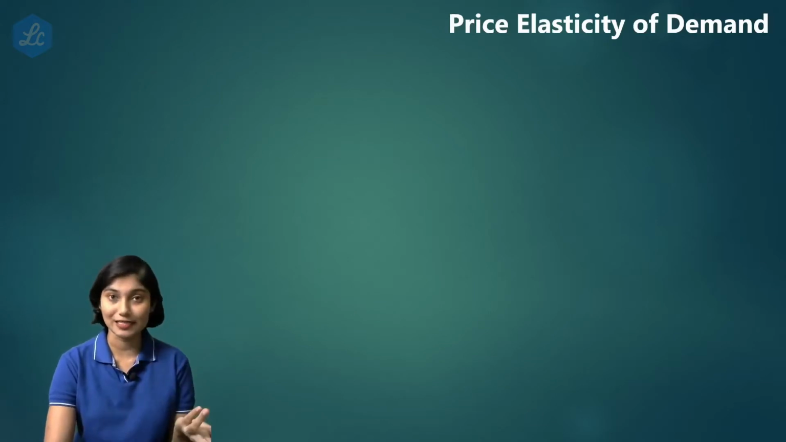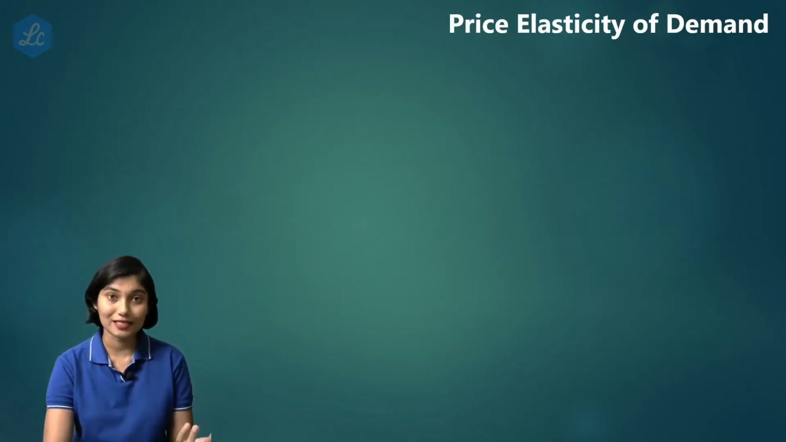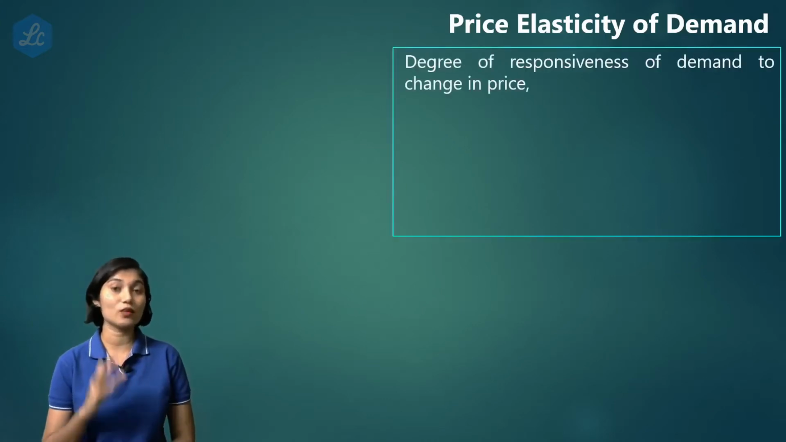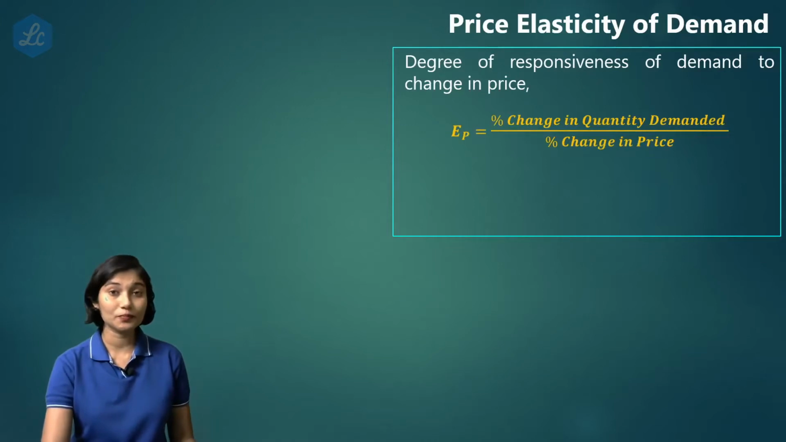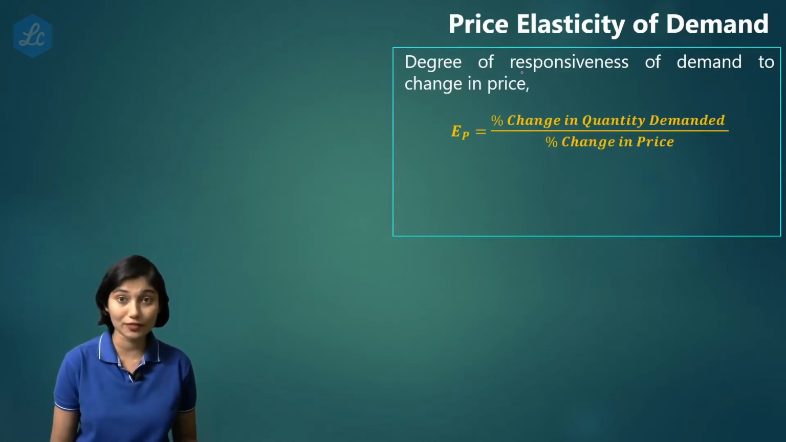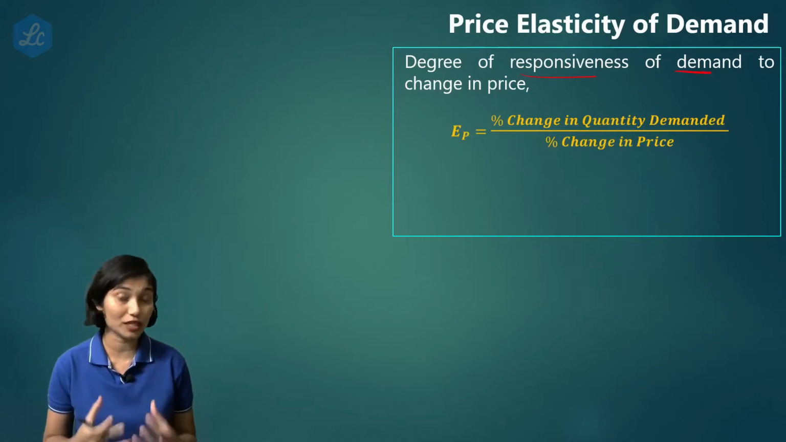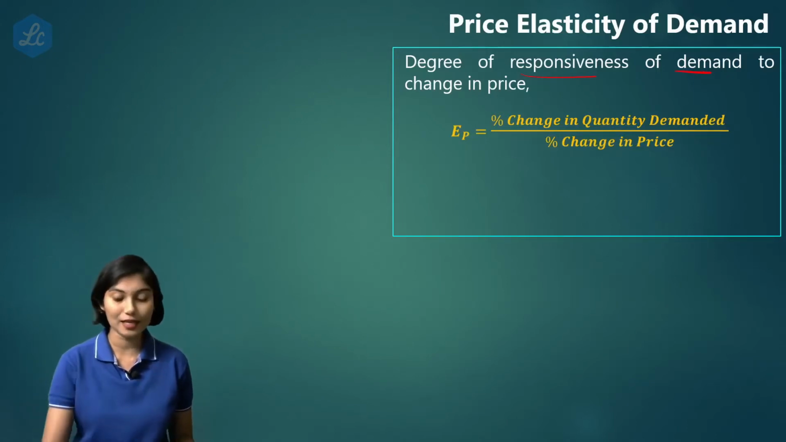When it comes to elasticity, there are different types. There is price elasticity, income elasticity, cross elasticity, and then advertisement elasticity. There are a lot of types of elasticity. First, and one of the most important types of elasticity that can come for your exam, is price elasticity. When we say price elasticity, we mean the degree of responsiveness of demand to the change in price, which is the variable we are talking about here.